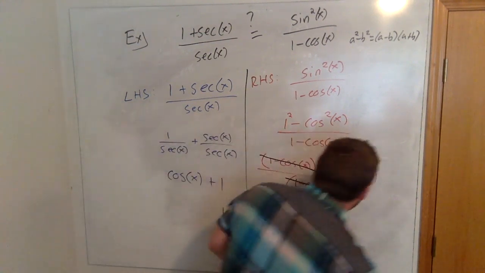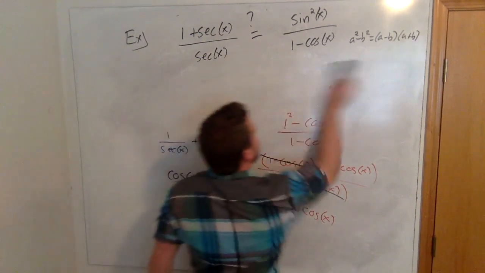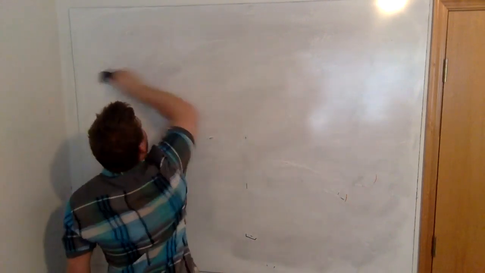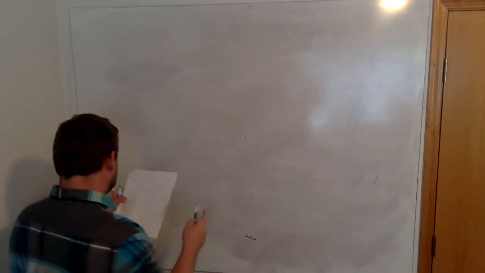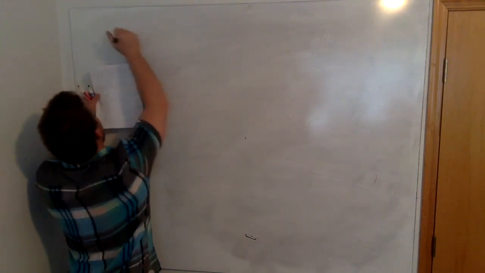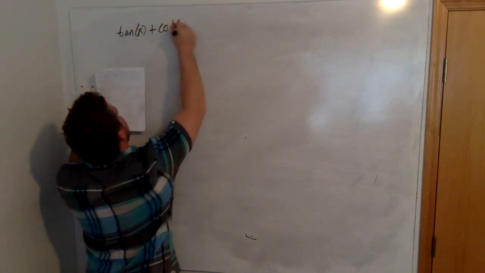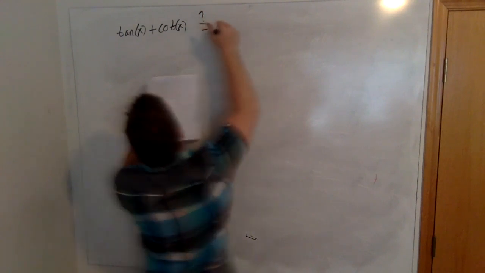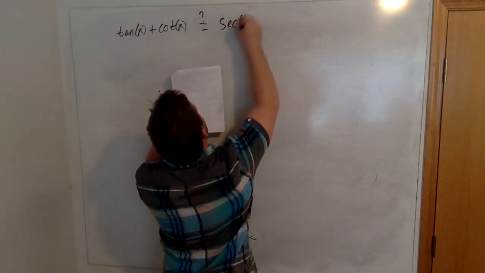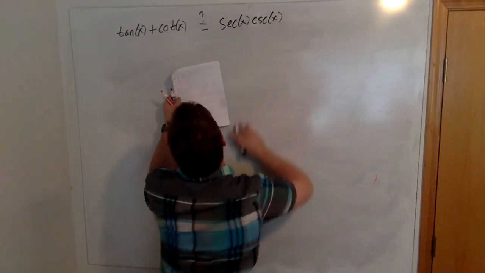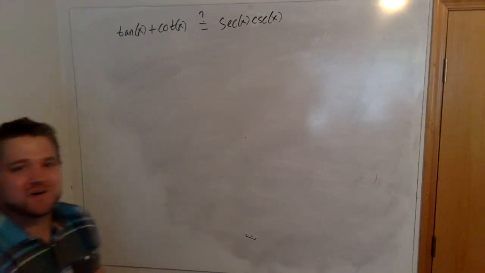Okay, let's just do some more problems. Tons more practice. Tons more fun. Okay. Let's say that we have the tangent of x plus the cotangent of x, and we want to show that this is the same thing as, how about, secant of x times cosecant of x. Go ahead and pause the video and give this one a shot on your own.